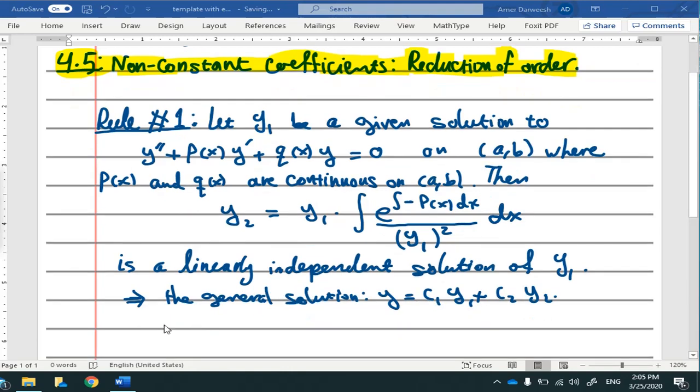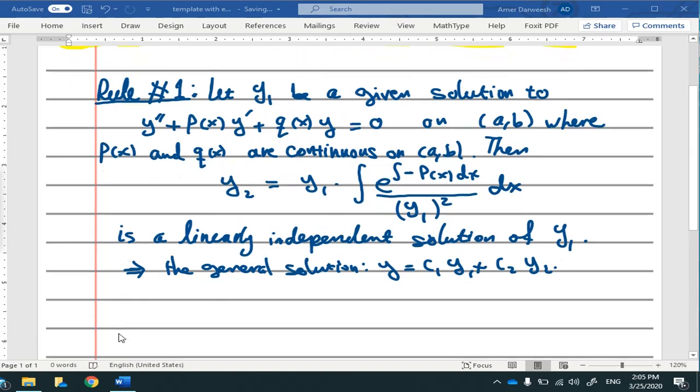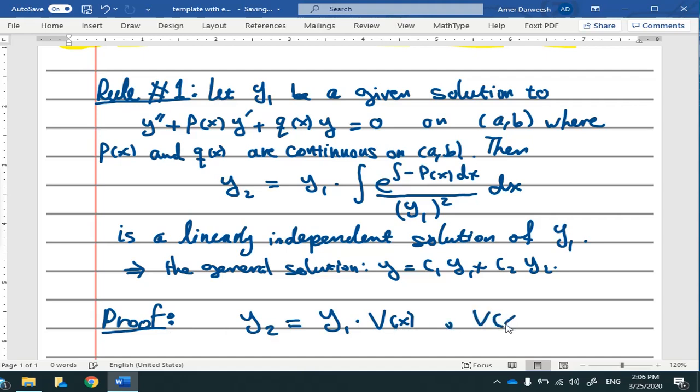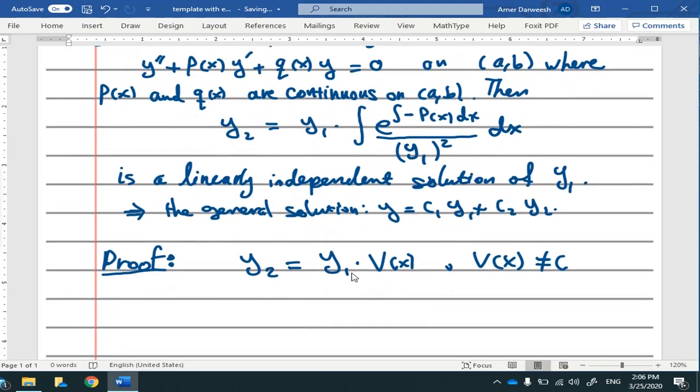Now let's go through the derivation for this rule. Actually, this rule is called the reduction of order rule. Since we need a linearly independent solution, the solution must be a non-constant function v times y1. So v is v(x), which is non-constant. In this way we are sure that y2 is linearly independent, because it is a multiple of a function, not a multiple of a constant.